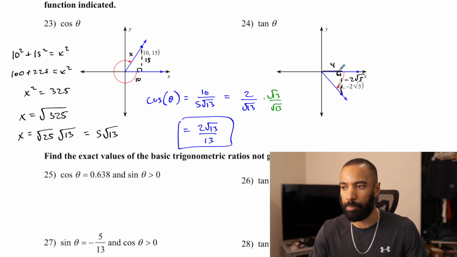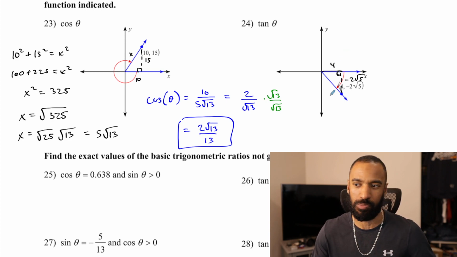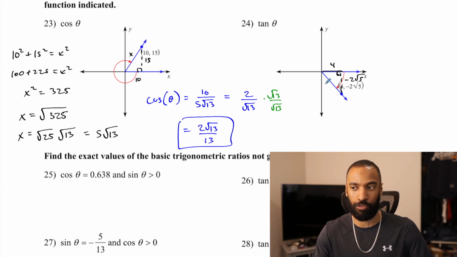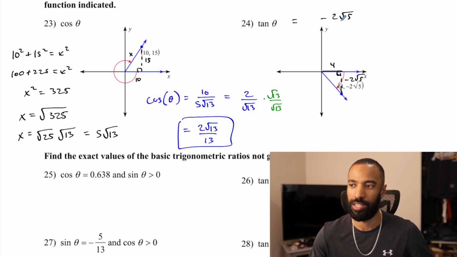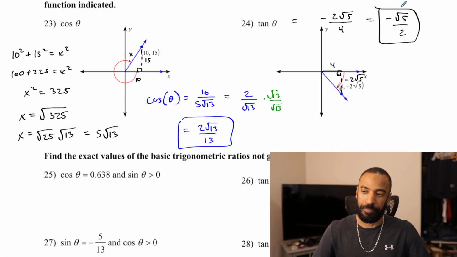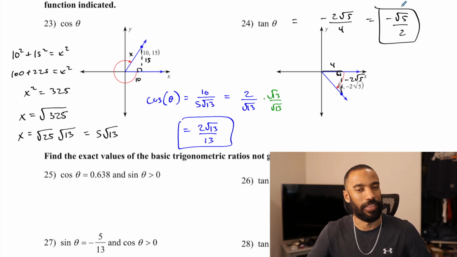So tangent is opposite over adjacent. That's why I'm saying we should have started on this problem. I don't even need this value for Pythagorean theorem wise. I just need opposite over adjacent. The other thing about this problem is I don't need to rationalize the denominator. Opposite over adjacent. Negative 2/4 can reduce to negative 1/2, so it's negative root 5 over 2. And that's my answer. But yeah, that was an easier problem than the first one.